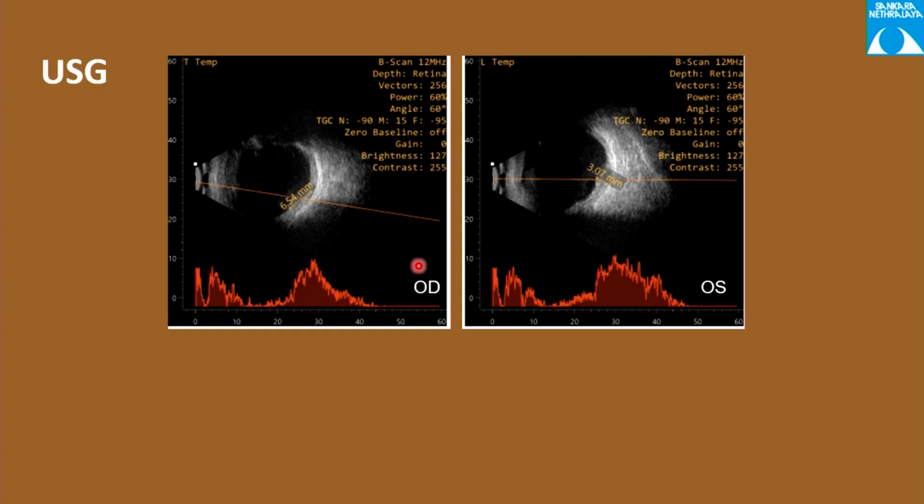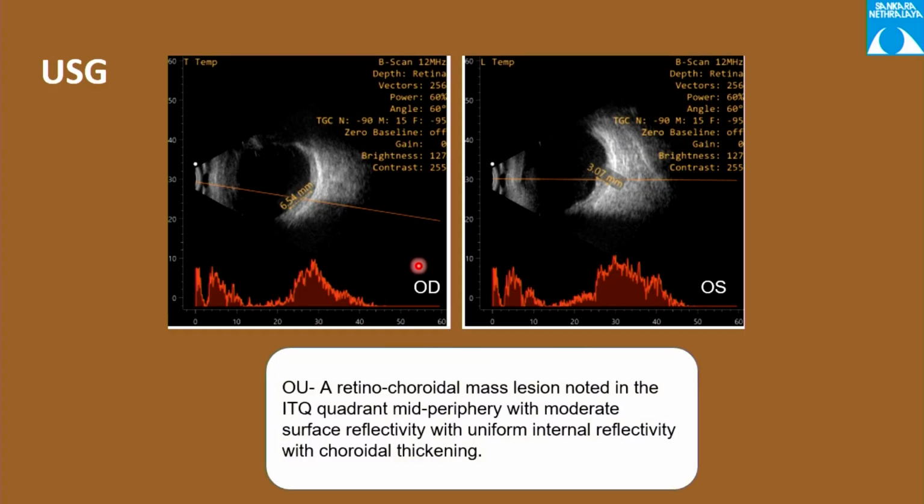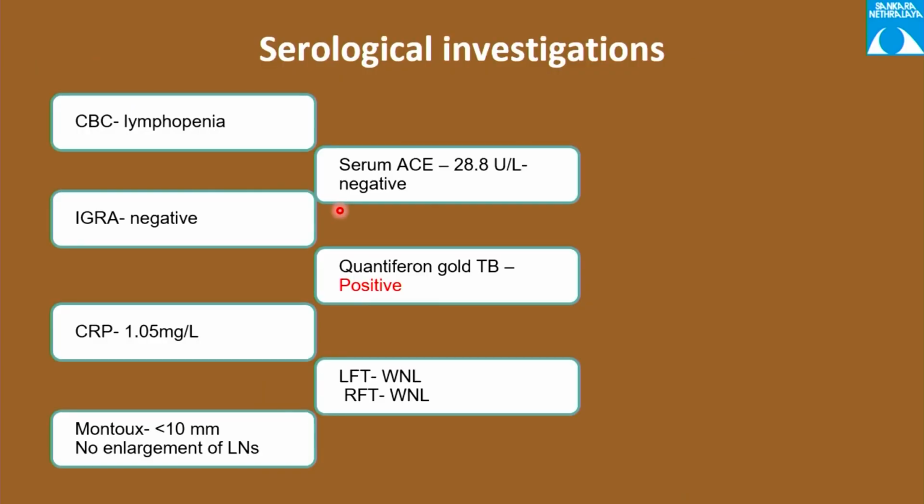I'm sorry, this is the scan I have. In both eyes there is a retinochoroidal mass lesion, noted in the ITQ, with moderate surface reflectivity and uniform low internal reflectivity, with choroidal thickening also seen. So we were suspecting some inflammatory pathology, and serological investigations were done.